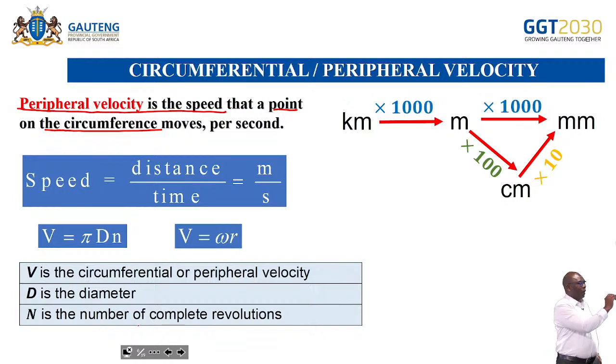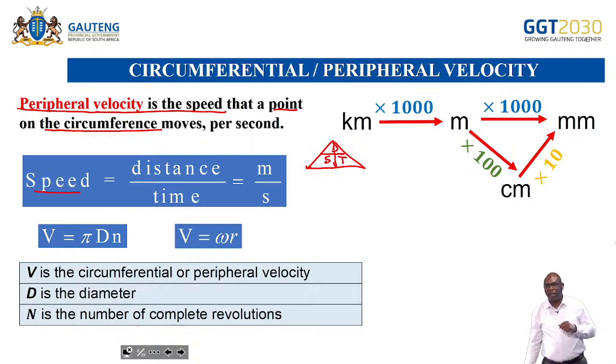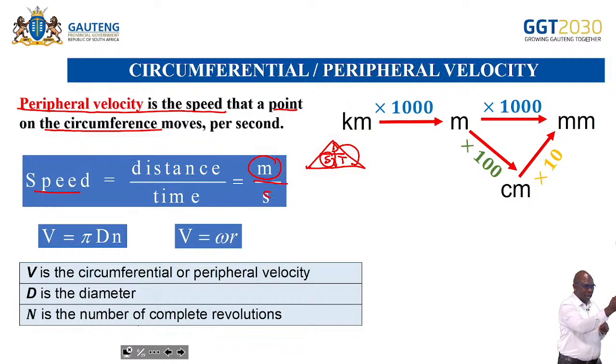When you look at this, remember the formula for speed will be distance divided by time. Remember the DST, the DST that you have done in grade 9. Your speed equals distance over time. The distance is measured in meters, and the time is measured in seconds. So we write this as m/s, which says meters per second.